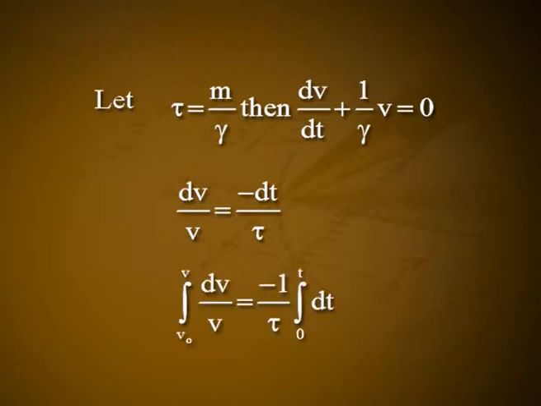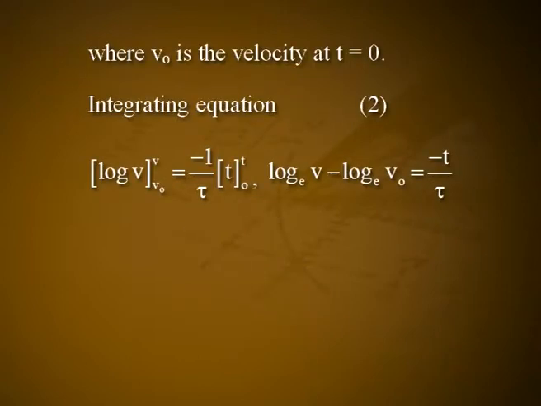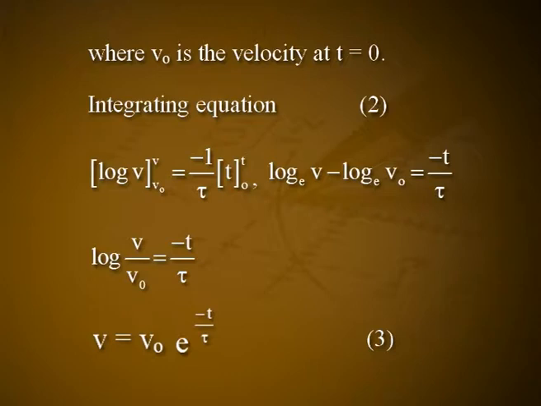Integral from V0 to V of dV divided by V is equal to minus 1 by tau into integral from 0 to t of dt. Let it be equation number 2, where V0 is the velocity at t equal to 0. Integrating equation 2, log V between the limits V0 and V is equal to minus 1 by tau into t between the limits 0 and t. Log V minus log V0 is equal to minus t by tau. Log V by V0 is equal to minus t by tau. V is equal to V0 e raised to minus t by tau. Let it be equation number 3.